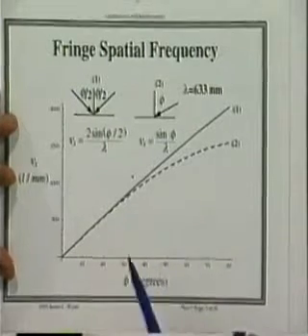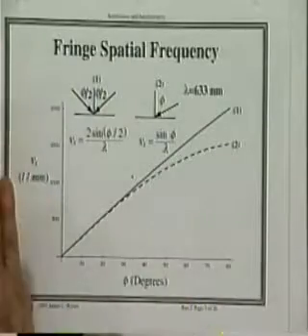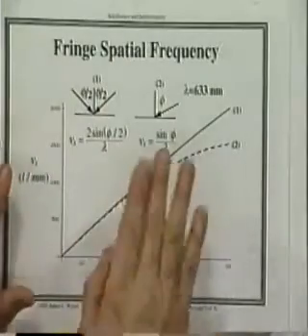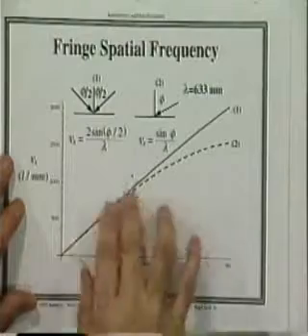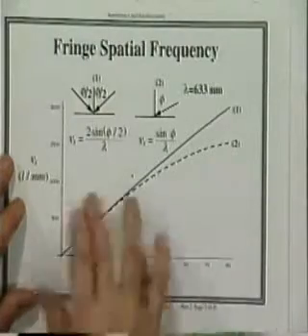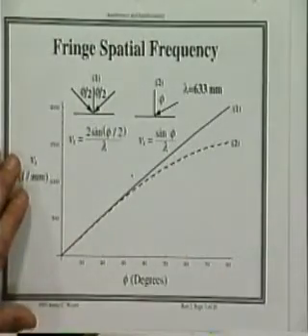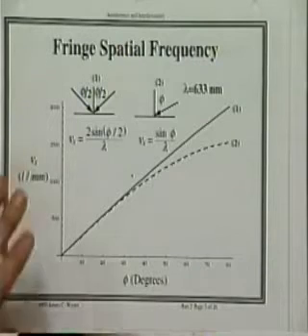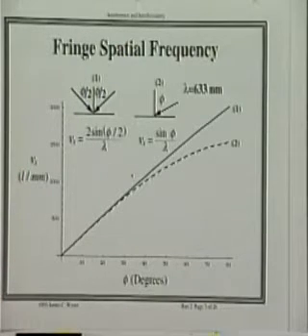So the point I'm trying to make here is that using light, which has a short wavelength, if the angle becomes large at all, the spacing of these fringes becomes very, very fine, very small. Okay, any questions?